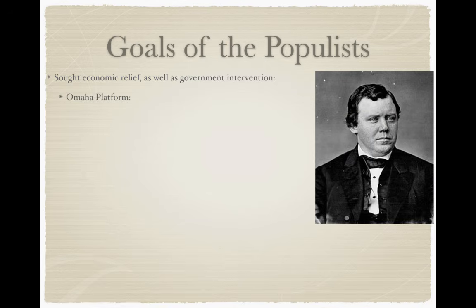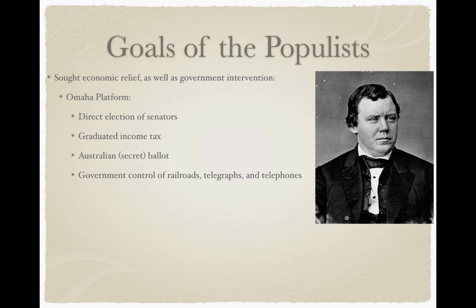We have the Omaha platform, which really advocated their 1892 presidential platform. And this was written by this dude, Ignatius Donnelly, perhaps the sweetest name in U.S. history, Ignatius. The Omaha platform called for the direct election of senators instead of by state legislatures. They also called for a graduated income tax, meaning the more money you make, the more you pay in taxes. The Australian or secret ballot, and government control of railroads, telegraphs, and telephones. Again, you see here, increased government involvement is a goal of the Populist Party. And they also favored the free coinage of silver at a ratio of 16-1 with gold. That is called bimetallism. Be sure you can identify bimetallism.